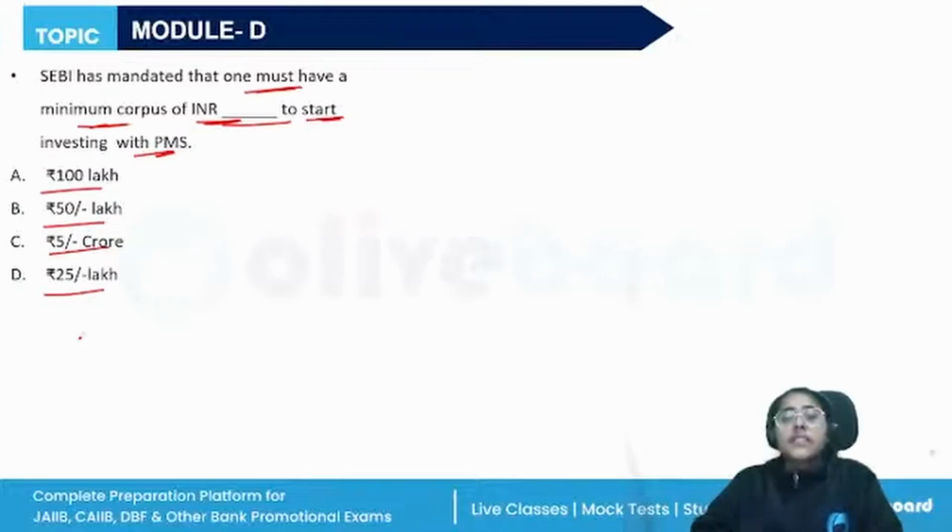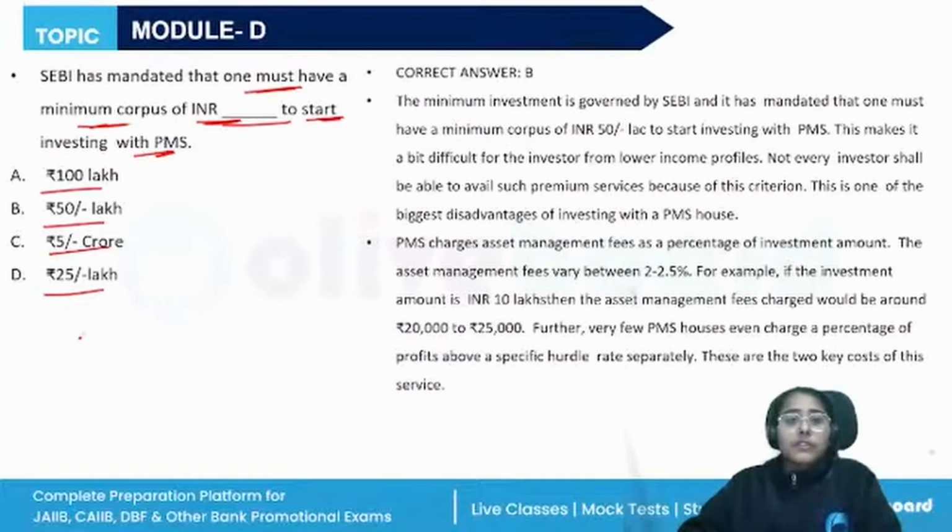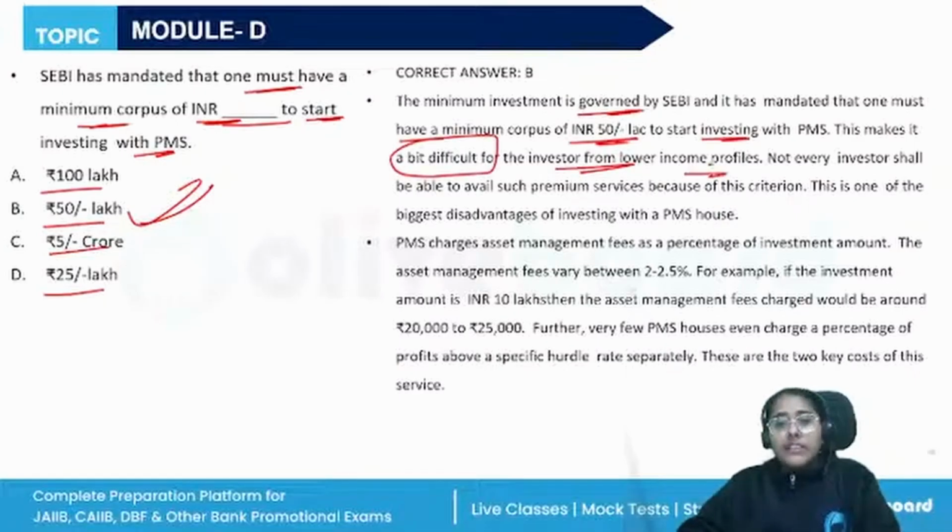Portfolio management services is a customized service offered to high net worth individuals, and it is tailored as per the investor's return requirements. So, an investment policy statement is drafted, but before that, they need a minimum corpus of rupees 50 lakh. So, the minimum investment is governed by SEBI, and it is mandated that one must have a corpus of 50 lakh to start with investment in the PMS. It makes it a bit difficult for investors with lower income profiles. This is one of the biggest disadvantages.